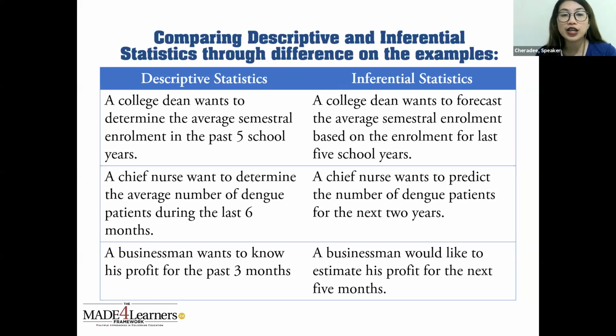Okay, descriptive, another example: a chief nurse wants to determine the average number of dengue patients during the last 6 months. If it is only the average number or median or mode, then that is just descriptive. But it becomes inferential if you want to predict how many dengue patients there could be for the next 2 years. Another one: a businessman wants to know his profit for the past 3 months. Then it becomes an inferential one if he wants to estimate his profit for the next 5 months. I hope both are clear so that you are ready to answer the activity later. All right.